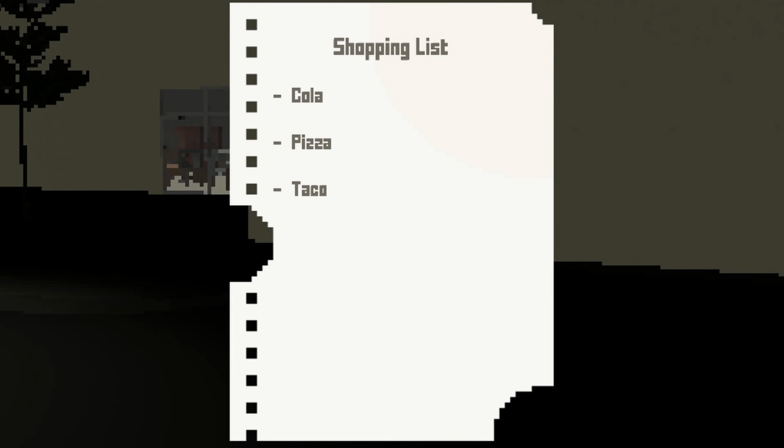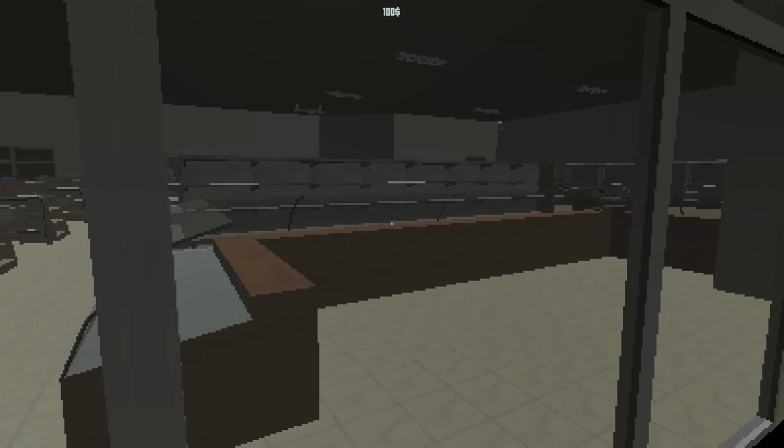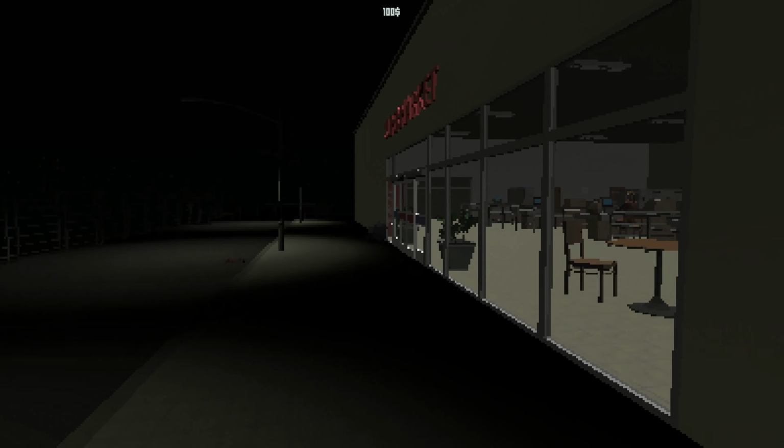Cola, pizza, taco. I doubt this is the entrance. Nope, that's the stock room. Nope. I guess I can't. Okie doke. Well, this feels lovely and joyful. Is this the door? No, that's like a counter. I don't know, it feels like a shop at night.